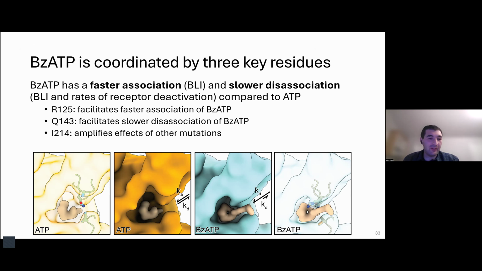So by itself, it doesn't do much, but when paired with either arginine 125 or glutamine 143, it amplifies those effects. And what we ultimately think is happening is the receptor is able to better clamp around BZ-ATP, preventing it from leaving the orthosteric binding pocket. And that is why it has higher affinity.